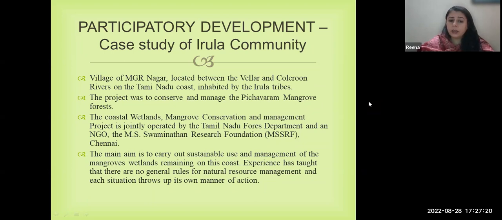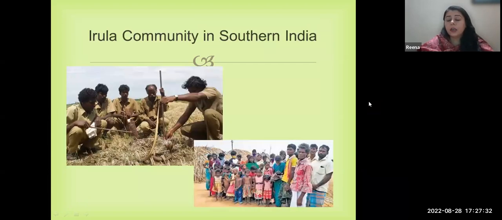So there are no general rules for natural resource management. In each situation there are local challenges and there are local opportunities that are available for any project proponent. So you have to ensure participatory involvement with the project site, the people inhabiting that project site, to ensure long-term sustainability, and benefits to the local population are given in a long-term situation, so that the project can ensure sustainability and development in a longer term.